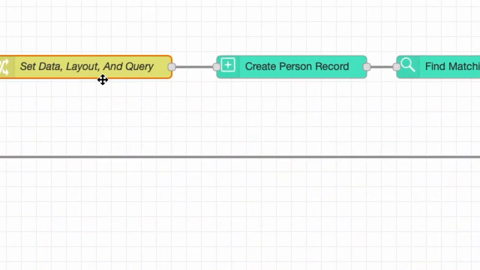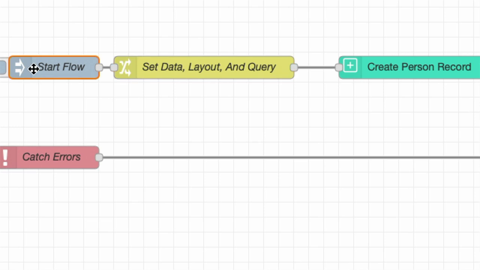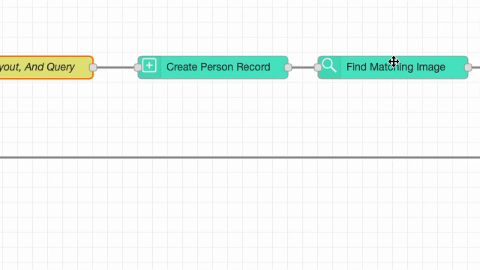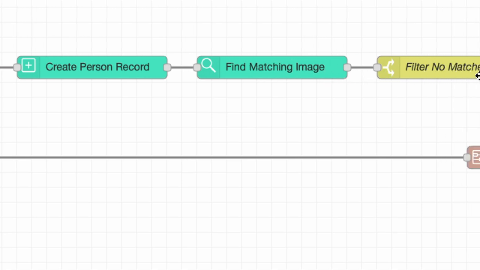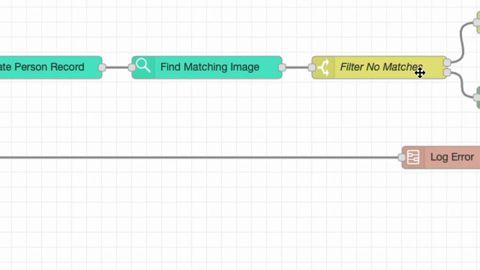Moving with our flow, we see that the flow is initiated, the change node sets query, layout, and data properties, and as before, the record is created in our database, but now we'll perform a find to locate matching files in our database, and then use a switch node to ensure we only update the original record when a matching file is found.